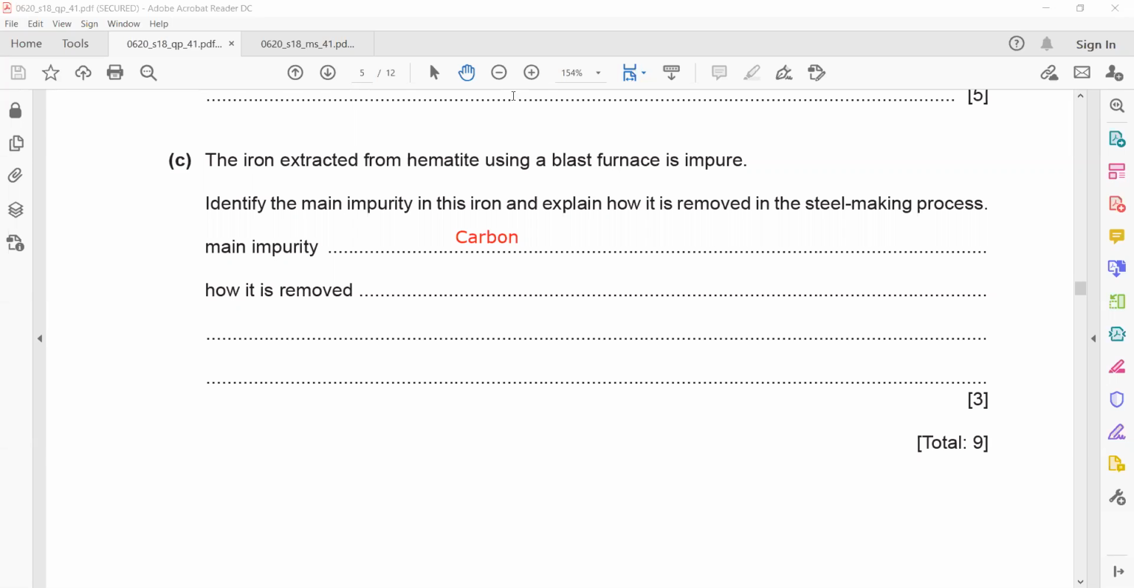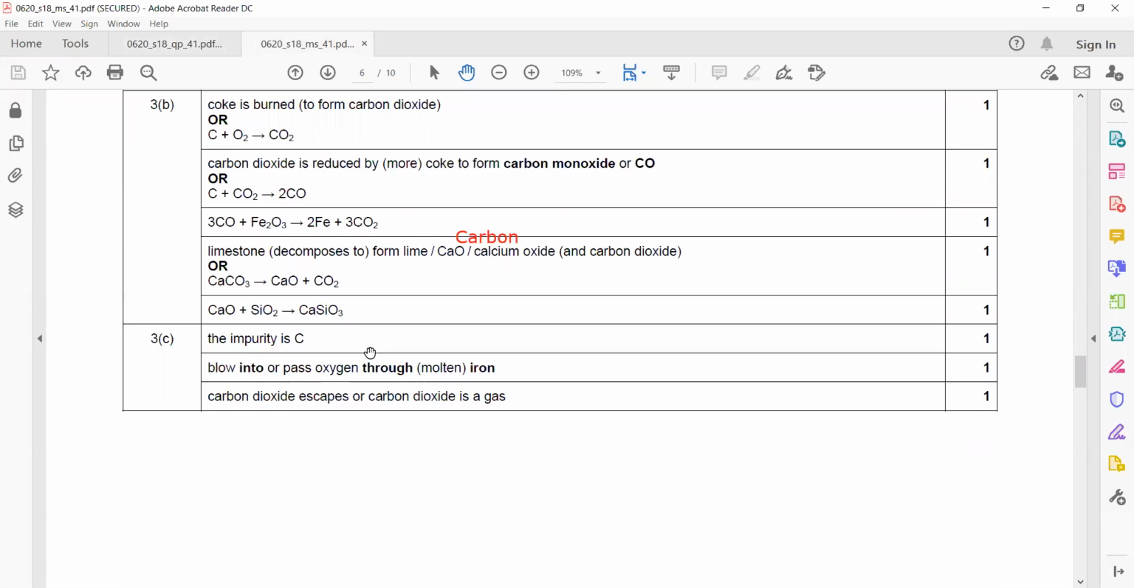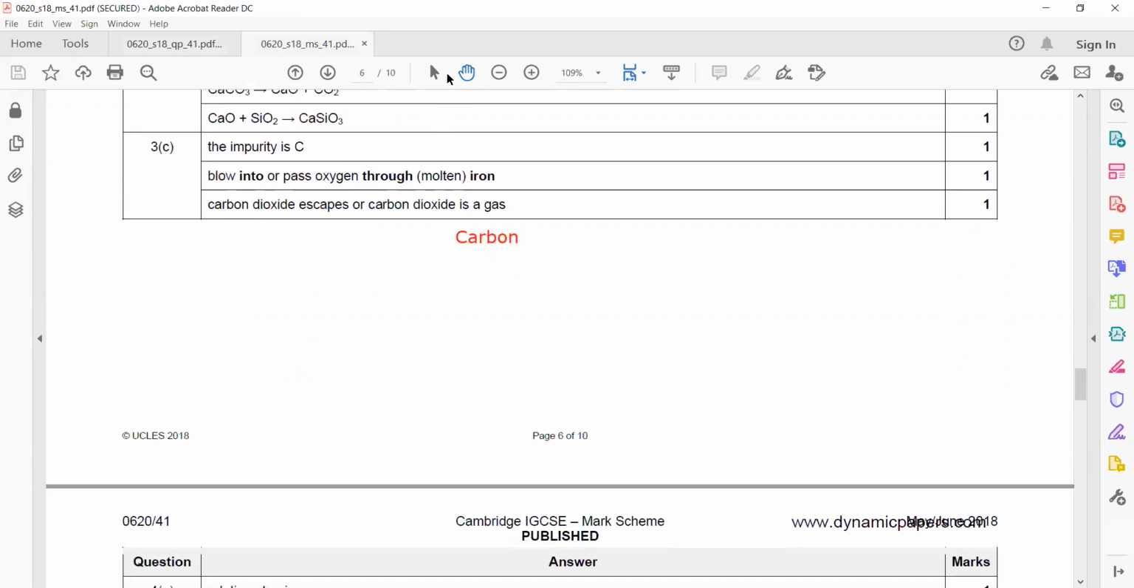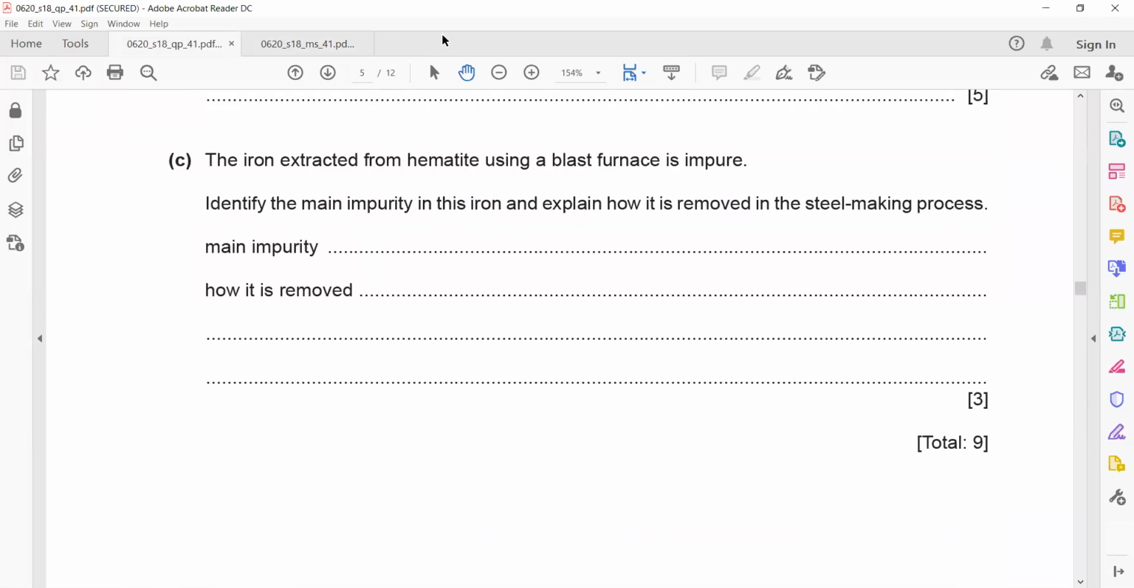In the blast furnace, oxygen or air both can be used, but here normally we do not use air. You can see here that oxygen specifically. So the impurity is carbon, and blowing oxygen reacts with carbon to form carbon dioxide. But don't mention air. In this part, when converting iron to steel, you're not supposed to write air.